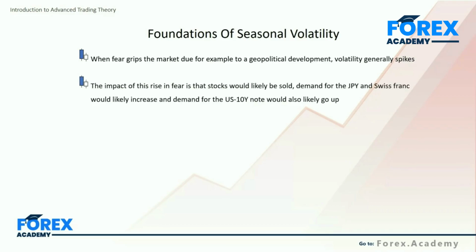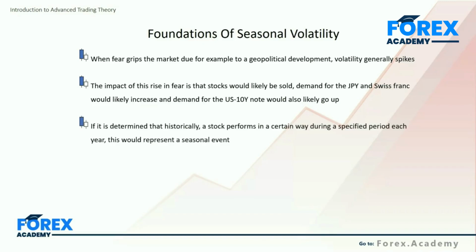What would typically occur during this environment is that the impact of this rise in fear is that stocks would likely be sold, demand for the yen and the Swiss franc would likely increase too, and demand for the US 10-year note would go up most likely as well. It's important to understand, though, that this development in volatility is not due to any seasonal aspect in the market. An event has occurred, whatever that geopolitical event is, and it's forced the market to reassess its outlook on various assets in the market, and positioning is then adjusted accordingly, together with an increase in volatility.